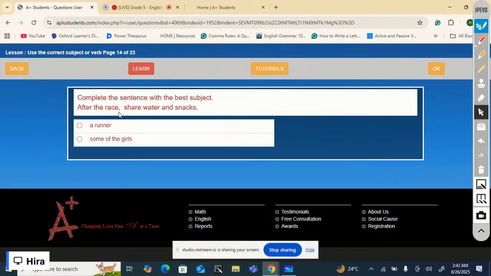After the race, blank, share water and snacks. So again, the subject is missing. Find the best subject. A runner or some of the girls. A runner is a singular subject, one runner. Some of the girls is a plural subject because it is used for more than one person. So now, which one are we going to choose? It depends on the verb share. Share is a verb which has no s or es in the end. Now you know it. Decide which option is correct.